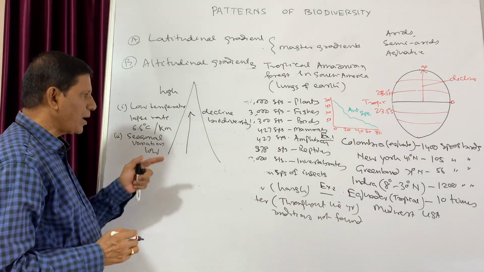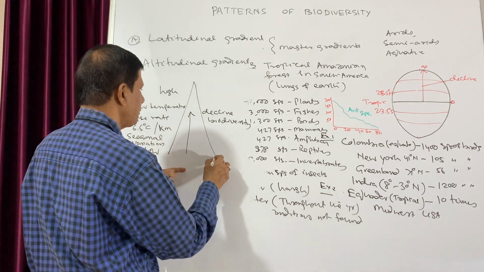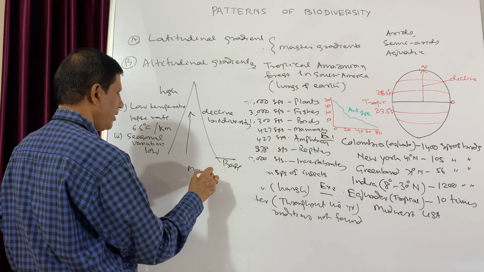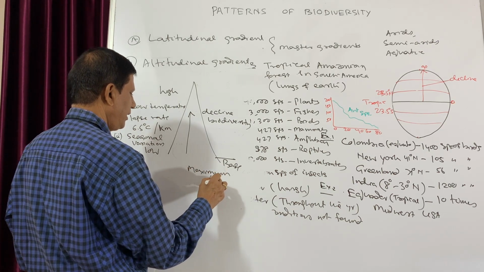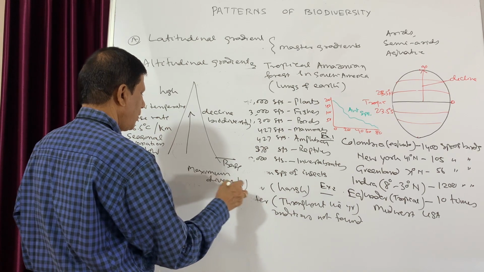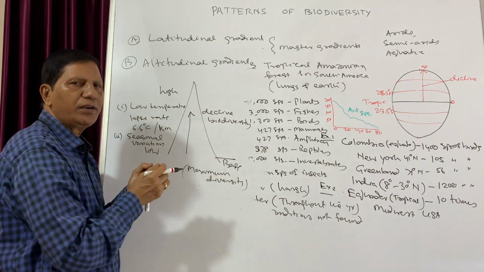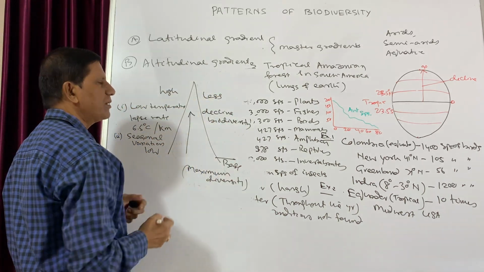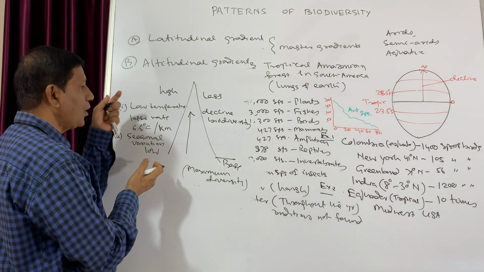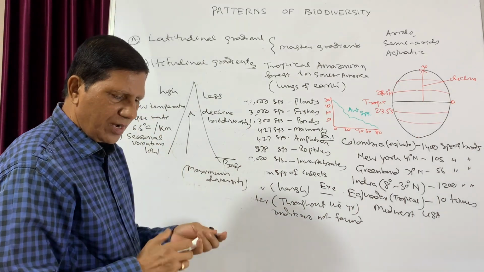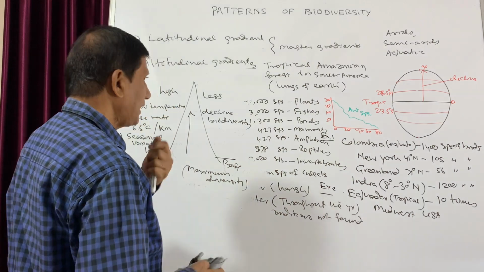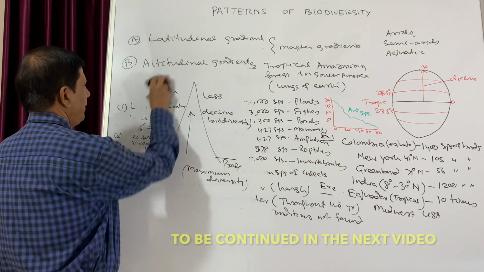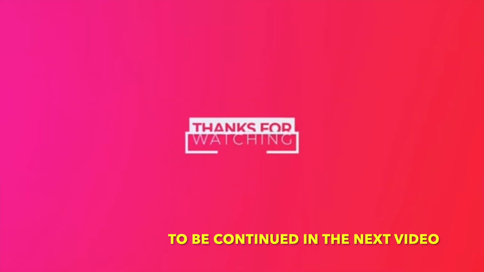That is why maximum biodiversity is found at the base, while gradually when we move upward into the subalpine and alpine areas, there will be less diversity. So this is known as the altitudinal gradient. Now there is a third type, that is the species area relationship. That is also very important.